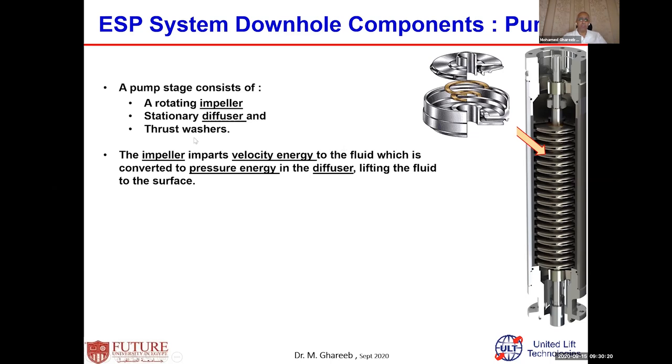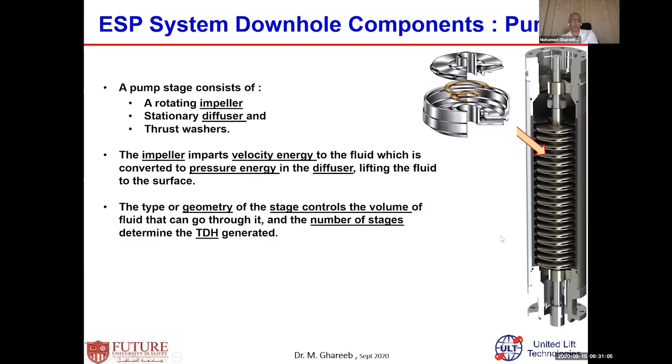What is the function of each of these? The impeller imparts velocity energy. The shaft is rotated, and the impeller is fixed to the shaft. The shaft rotates, the impeller rotates, and for that reason the impeller imparts velocity energy to the flow. The flow goes to the impeller, which imparts velocity energy to it. This velocity energy is converted to pressure energy. So you have two conversions here: velocity energy and pressure energy. The impeller imparts velocity energy to the system, which reaches the diffuser, and the diffuser converts it to pressure energy, allowing the flow to go to the surface.